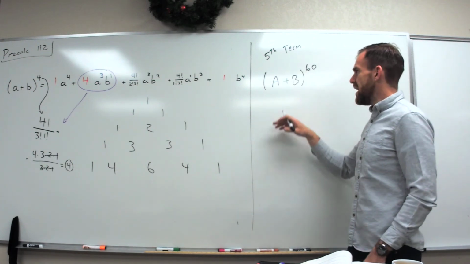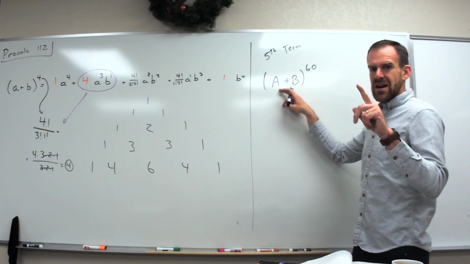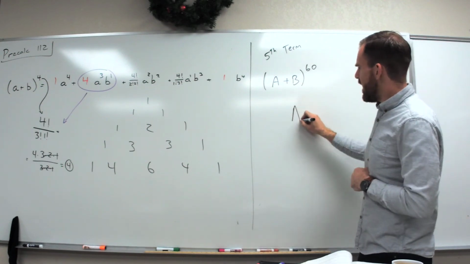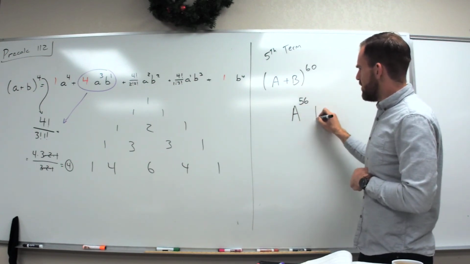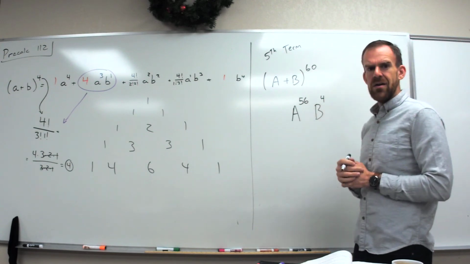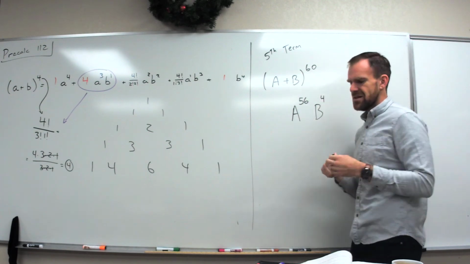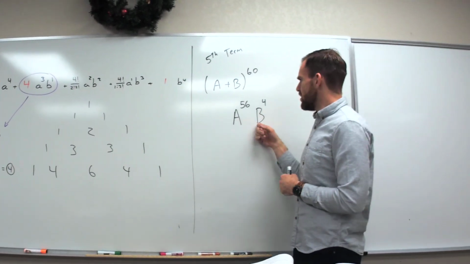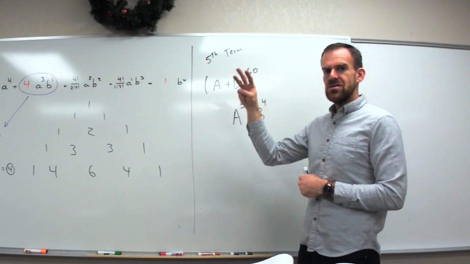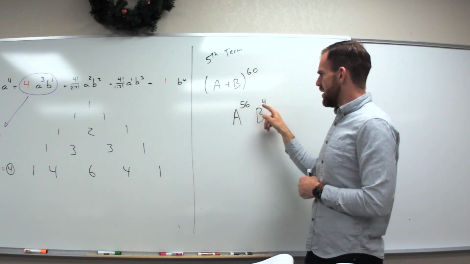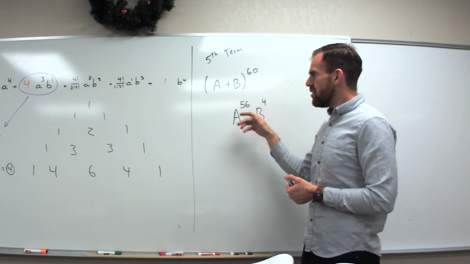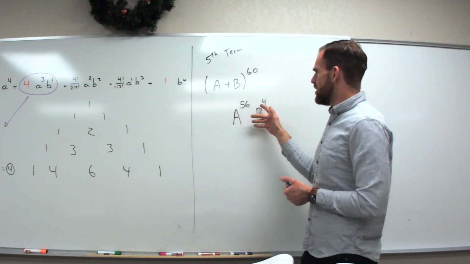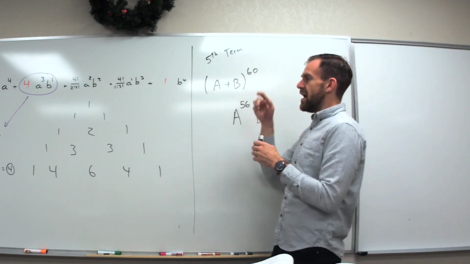For the first term, a would be to the 60th power. Second term, 59, 58, 57, 56. So we know a is going to be to the 56th power, b is going to be to the 4th power, because these two powers have to add up to make 60. So again, there's two ways to find those powers. You can either add going up with b, 0, 1, 2, 3, 4, that's your 5th term, and then solve for the power on a. Or you can count down from a, 60, 59, 58, 57, 56, and then solve for b, because they have to add up to that number there.